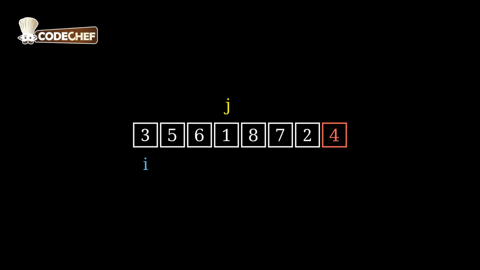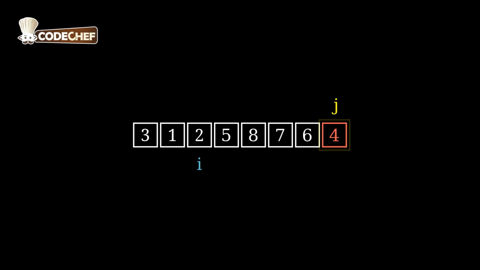Moving forward, 1 is also smaller than 4, so we swap it with 5. The next two numbers, 8 and 7, are greater than 4, so we skip them. Finally, we find 2, which is smaller than 4, so we swap it with 6.